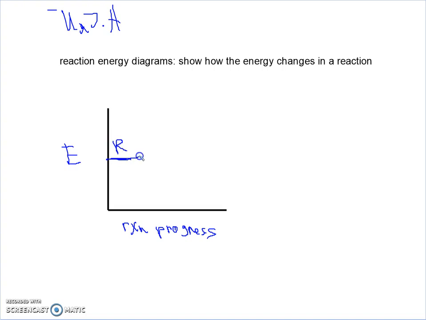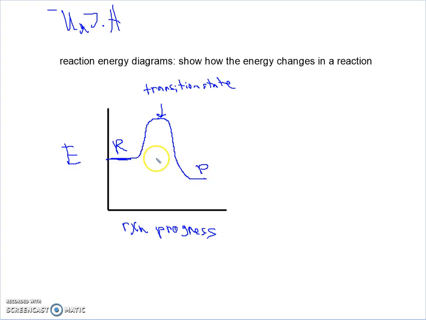The energy is going to increase until it gets to the transition state. So this is the transition state. And then the energy is going to decrease until it gets to the energy of the products. And here I've drawn the products lower than the reactants. This would be exothermic. If these products ended up higher, it would be endothermic because it's going up in energy.